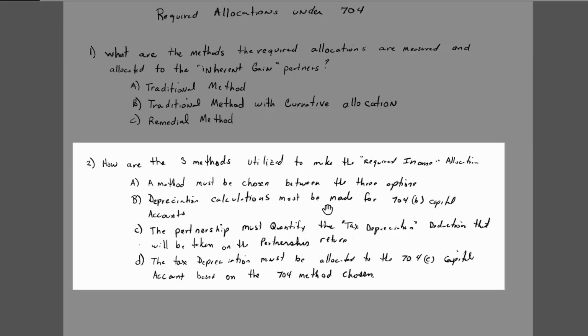Depreciation calculations must be made for 704B capital accounts. The partnership must quantify the tax depreciation deduction that will be taken on the partnership return, and the tax depreciation must be allocated to the 704C capital account based on the 704 method chosen. Okay, this is where, Alyssa, we start getting nauseated.